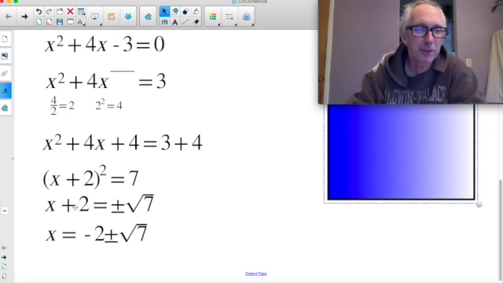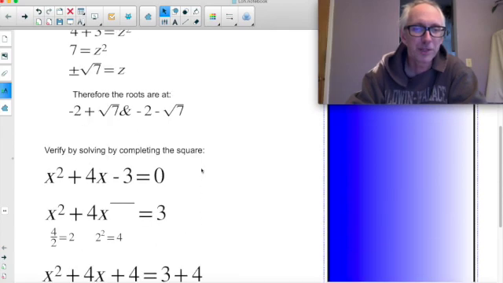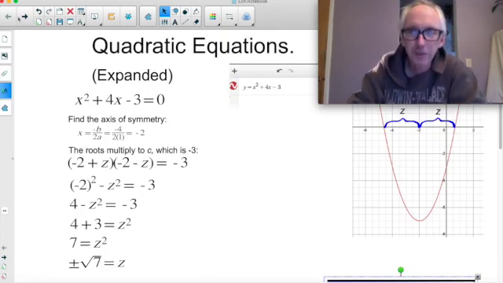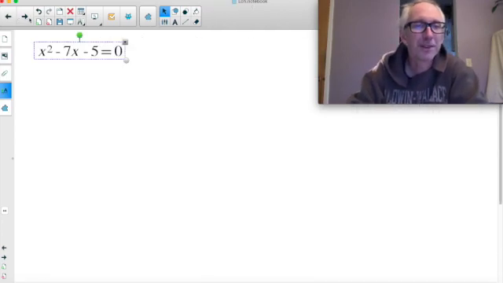Then we're going to take the square root of both sides. x plus 2 equals plus or minus the square root of 7. When you take the square root of both sides, you have to do plus or minus. And then we're going to subtract 2, and we're going to get x equals negative 2 plus or minus square root of 7, which is the answer that we got above using Loh's technique. All right, let's look at another example here.